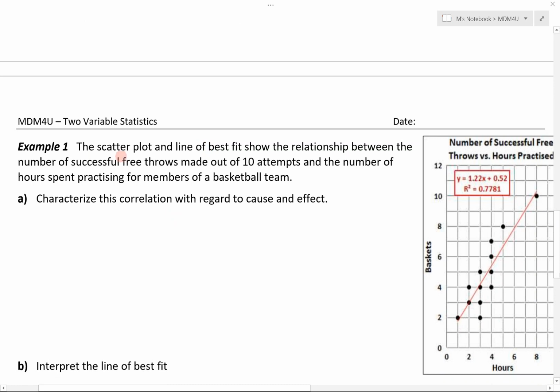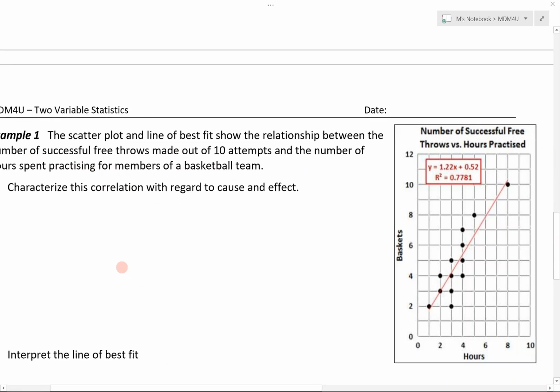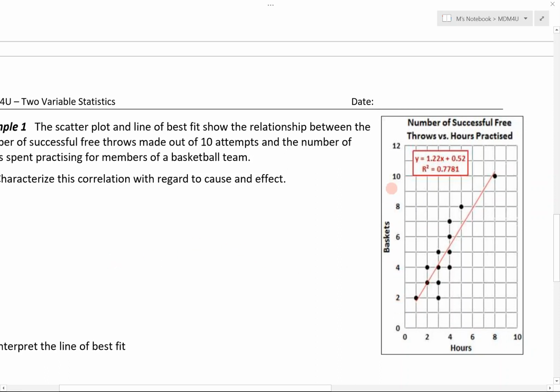So example 1, the scatter plot and the line of best fit show the relationship between the number of successful free throws made out of 10 attempts and the number of hours spent practicing for members of a basketball team. So here it is. Number of baskets, free throw attempts, and the number of hours spent practicing. And it looks like the data does have some kind of a correlation. There's a line of best fit through the data.